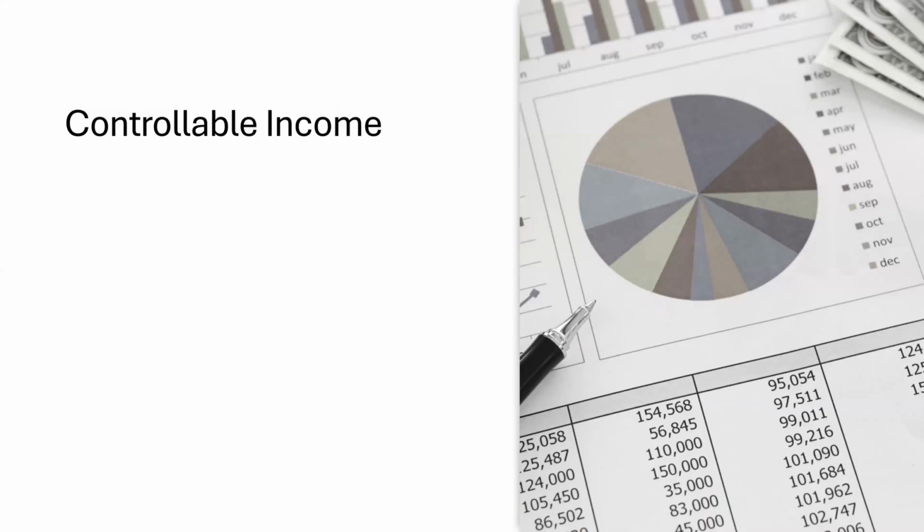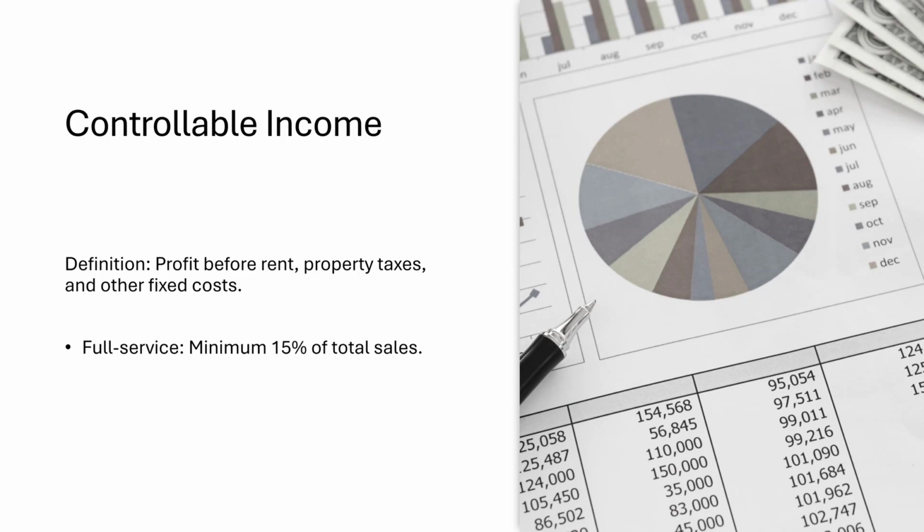Let's talk about controllable income, right? This is the profit before rent, property taxes, and other fixed costs. So this is the profit area. We want to make sure that we're controlling that. There are certain different things that we can do for that. When we're talking about full service restaurants, they want a minimum of 15% controllable income of total sales. A minimum. Anything higher than that is great, but a minimum of 15% should be profit before rent, property taxes, and other fixed costs. So again, we're trying to keep the rent and other costs down. For quick service, the minimum should be 20% of total sales.